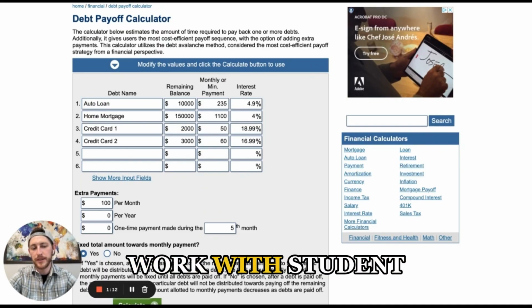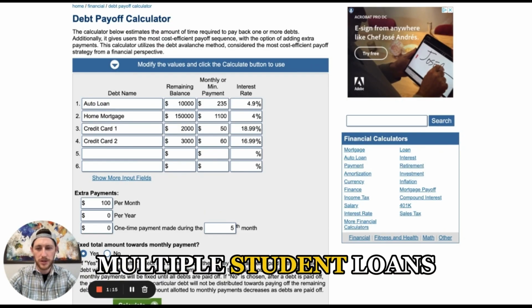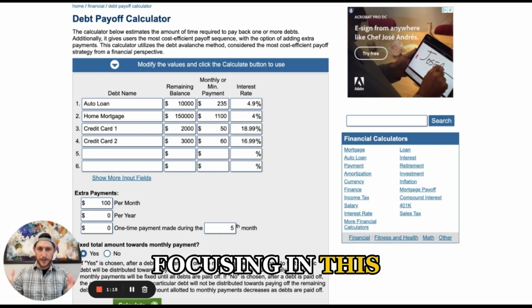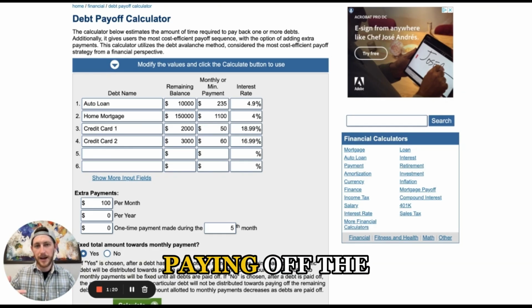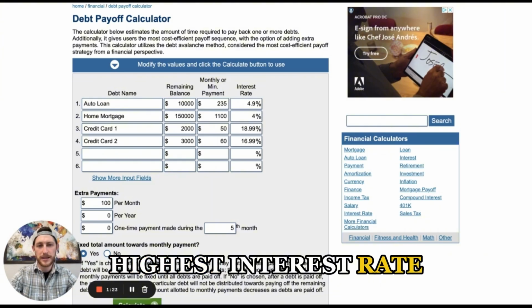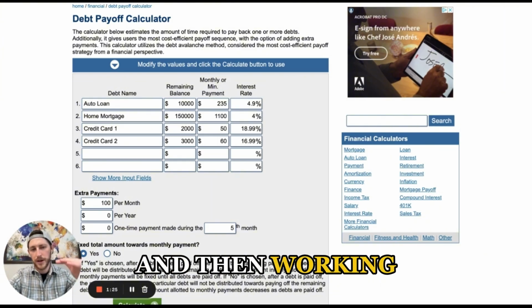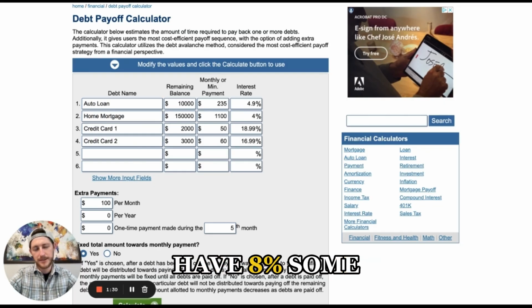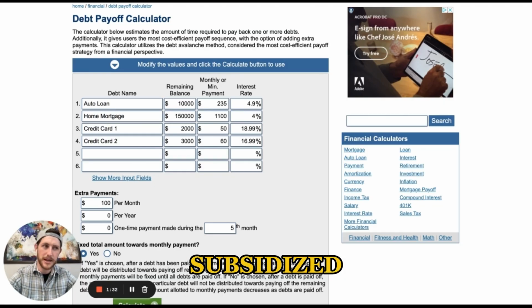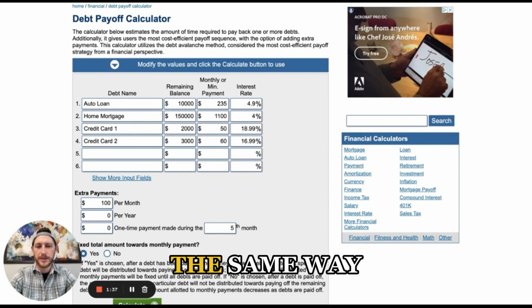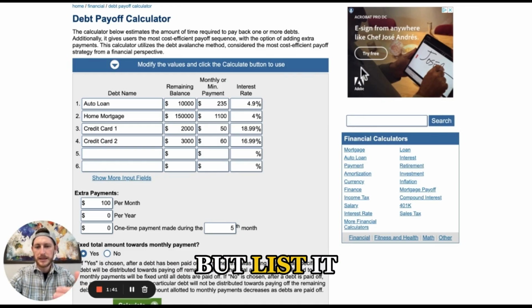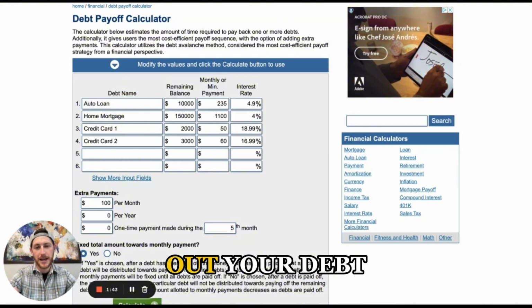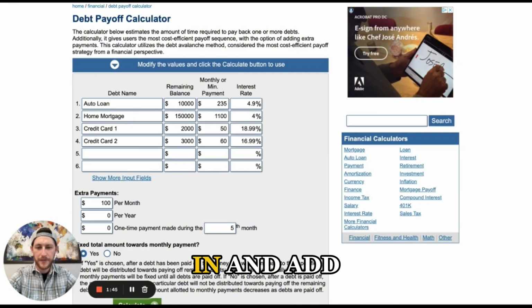The same would work with student loans, right? If you have multiple student loans, in this method, you're going to be focusing on paying off the highest interest rate loan first and then working your way down. Some you might have at 8%, some 6%, maybe some were subsidized, so they're 4%, right? So you would work your way down the same way. You can add more fields, add whatever debt you have, but list it out here. The last assignment was to list out your debt. Now we're actually going to put it in and add the details.